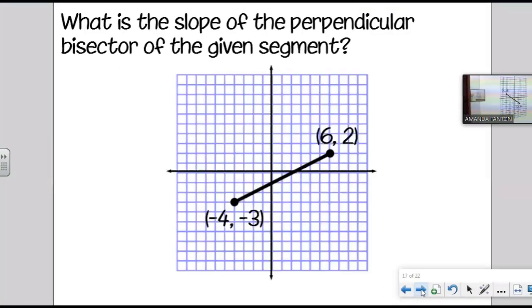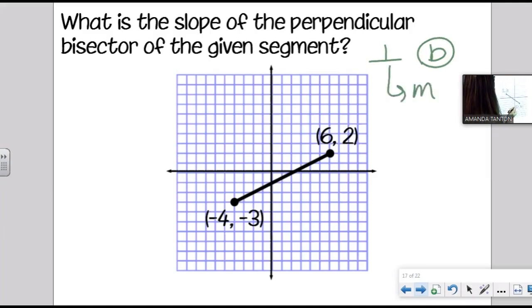Last problem. So, you will be given some segments on your test and expected to answer questions about the perpendicular bisector of those segments. Let's handle these words separately. Perpendicular and bisector. Perpendicular means it crosses at 90 degrees. It means it has opposite reciprocal slope. So we're going to find the slope and then we're going to do the opposite reciprocal. That's how we're going to handle the perpendicular part.